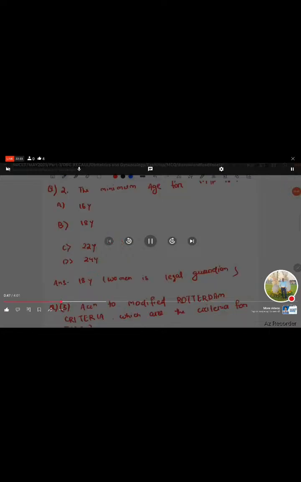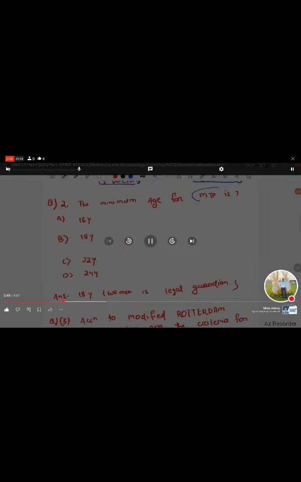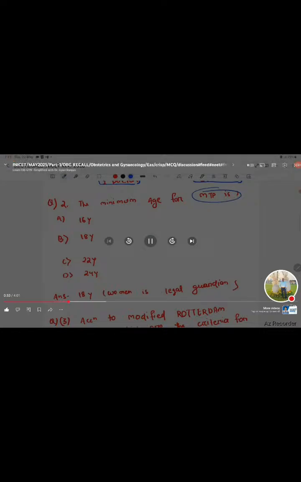The second question is the minimum age for MTP. The minimum age for MTP is 16 years, 18 years, 22 or 24 years? All of you know there is no lower limit to get MTP done. But usually if you cross 18 years, because at 18 years you can voluntarily give consent for anything, so voluntary consent can be given. The woman is the legal guardian of herself. So basically if there is no mention, 18 years is the answer of this choice.